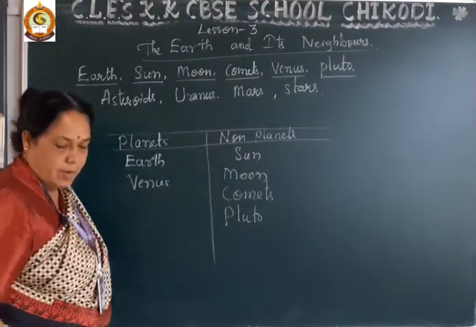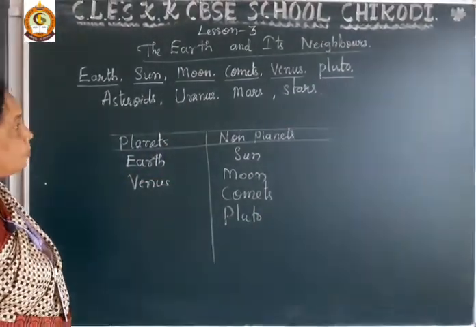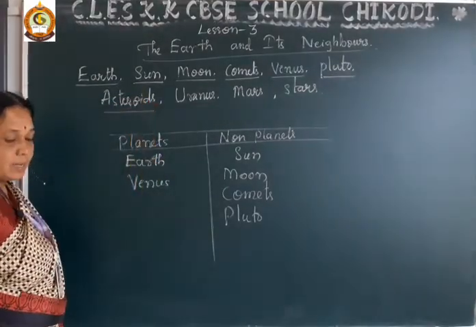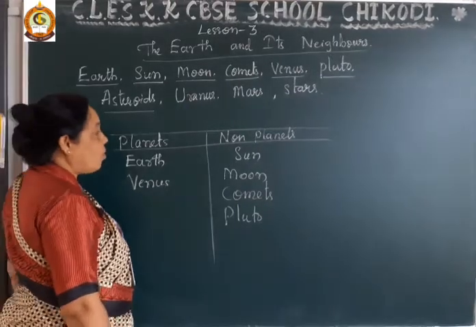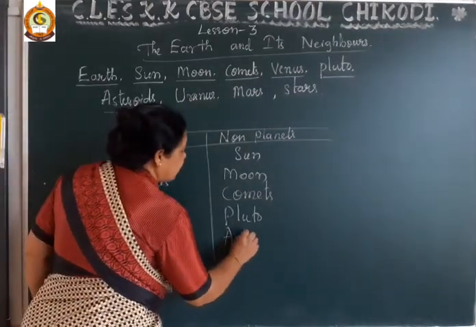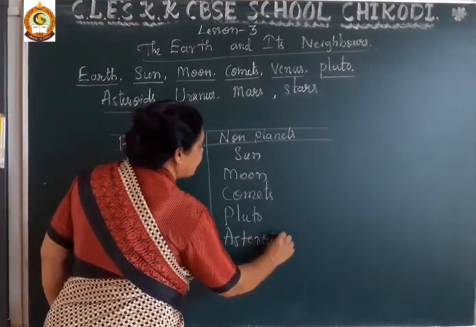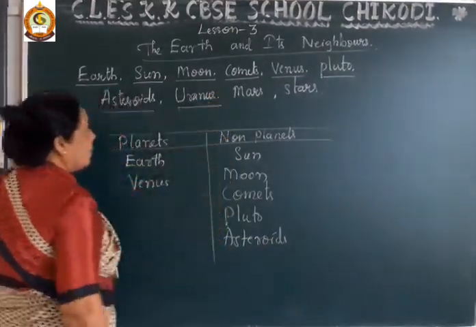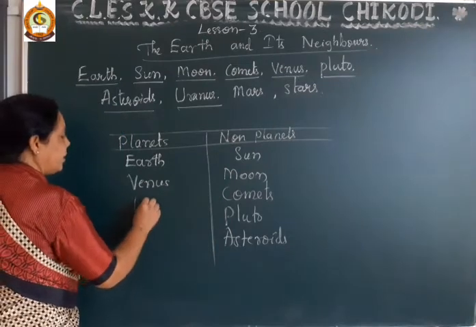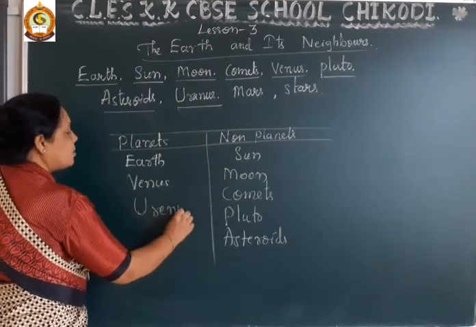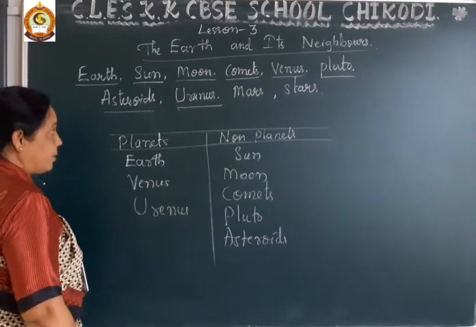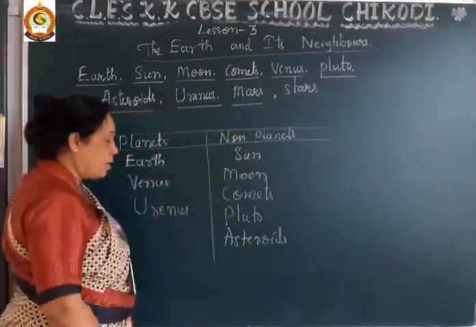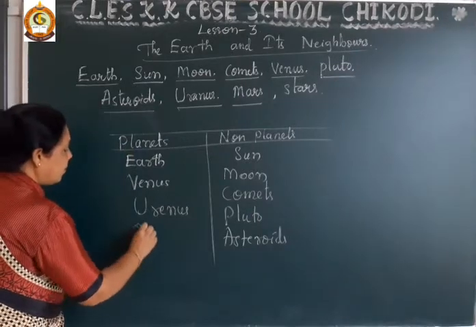Okay. We should write in the non-planet column: Pluto. Next, dear student, asteroids. Here, are asteroids planets or non-planets? Asteroids are non-planets. Next, dear student, Uranus. Is Uranus a planet? Yes, Uranus is a planet. Next, dear student, Mars. Here, Mars is also a planet.